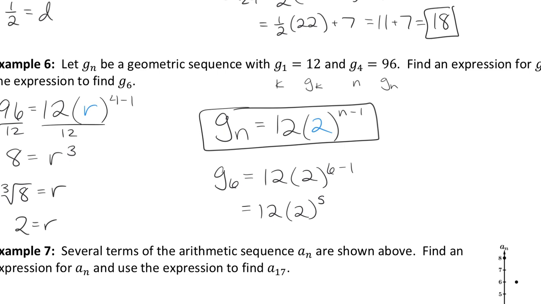Here we go again. What's 2 times 2? 4. Times 2, 8. Times 2, 16. Times 2, 32. So now I know, again, I'm making you do all this arithmetic in our head. Now we need to do 12 times 32 in our head.